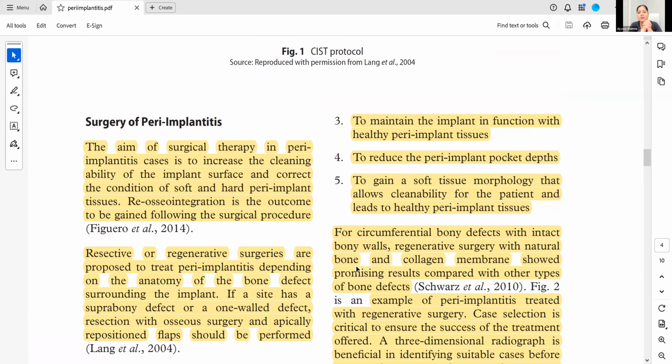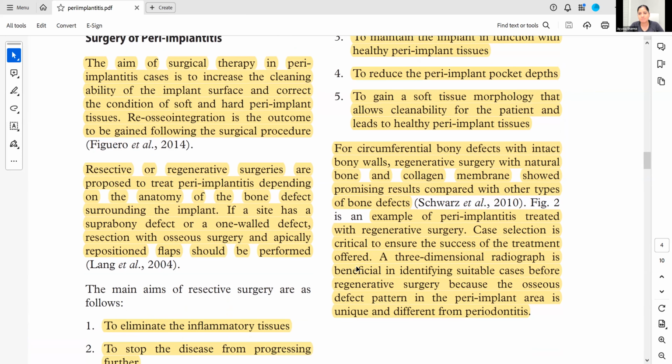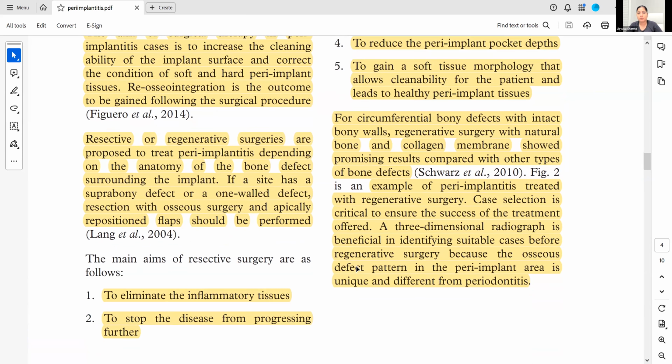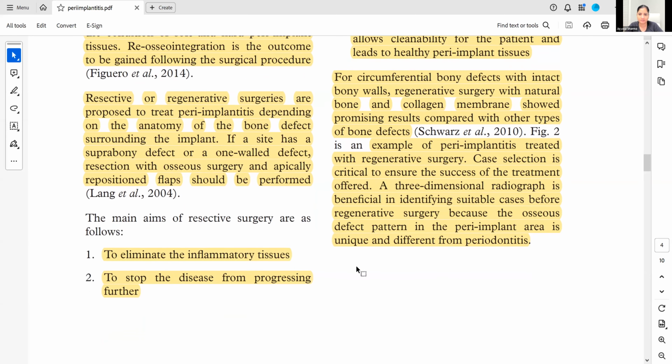To maintain the implant in function with healthy peri-implant tissues, you can prevent mobility and maintain the implant function. It will reduce the pocket depths. It will gain a soft tissue morphology, which will allow cleansability for the patient and leads, again, to healthier peri-implant tissues. For the circumferential bony defects with intact bony walls, so bony defects which are involving all the walls, all 360 degrees, all 4 walls, a regenerative surgery with natural bone and collagen membrane showed promising results compared with other types of bone defects.